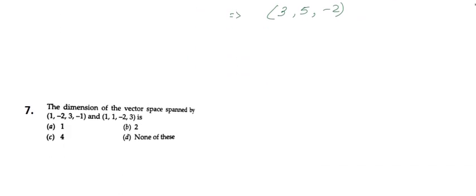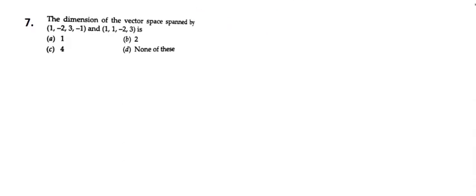So let us now proceed to question number 7. So this is our question number 7. It says the dimension of the vector space spanned by (1, minus 2, 3, minus 1) and (1, 1, minus 2, 3). So let us solve this question. So here we have two vectors given. So let alpha and beta be the scalars.